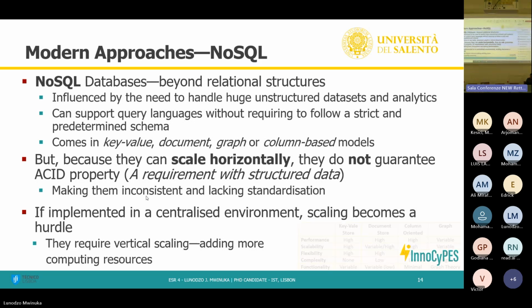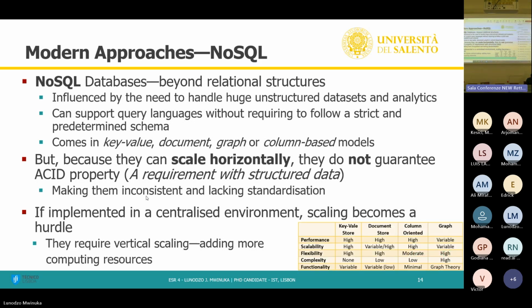Yeah, perfect. Now, a brief about these, I hope you can see this table. A summary brief about these models that we have in NoSQL databases. We can group them by looking at performance, scalability, flexibility, complexity, and functionality. This table should guide you to know what you can choose in terms of implementing your NoSQL database.